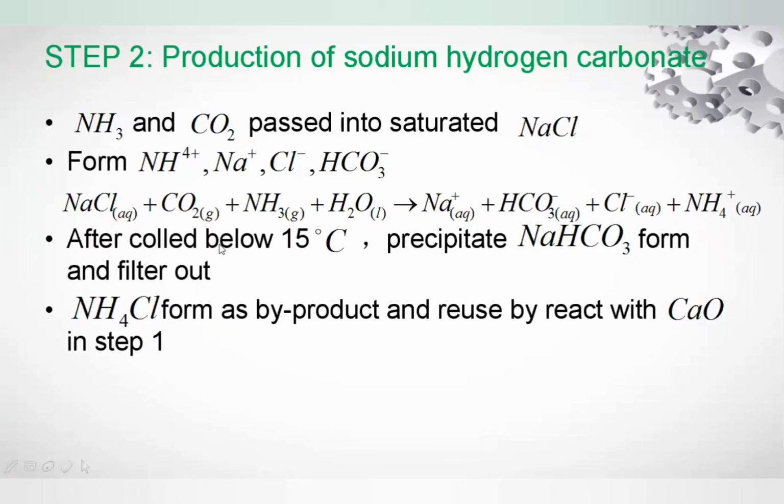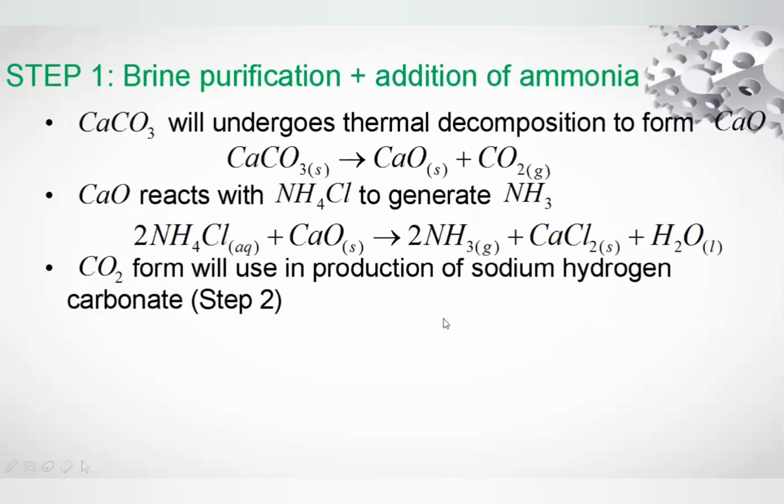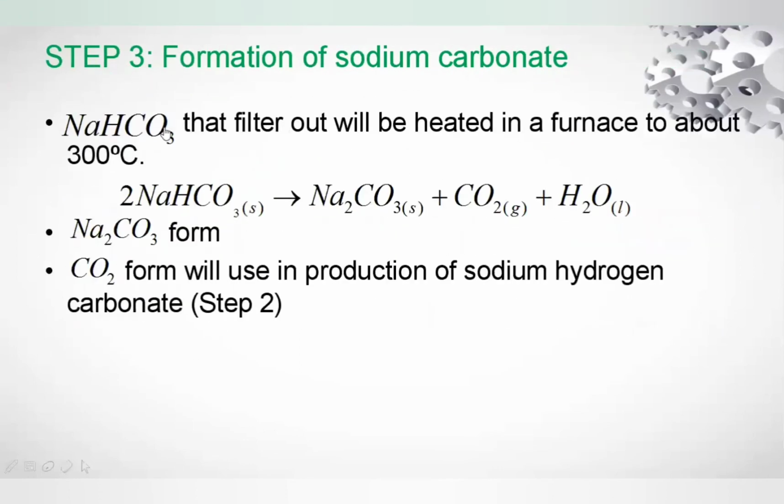So after cooling below 15 degrees Celsius, the precipitate of sodium hydrogen carbonate will form and be filtered out. Next, ammonium chloride will form as a byproduct and be reused by reacting with the calcium oxide in step 1 to form ammonia gas. The last step is the formation of sodium carbonate.